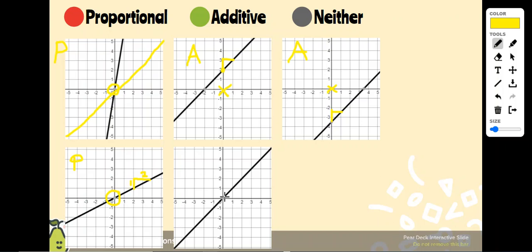Our final graph goes through the origin, which makes me think it's proportional. But when I check, it also appears to have a slope of up 1 over 1. So even though this one does go through the origin, its slope hasn't changed. That means its y is equal to 1x plus 0, or just y is equal to x, which means it's neither additive or proportional. There's been no change to the y-intercept or the slope.